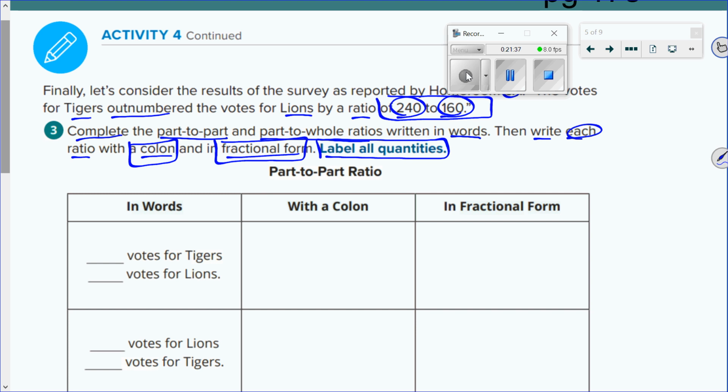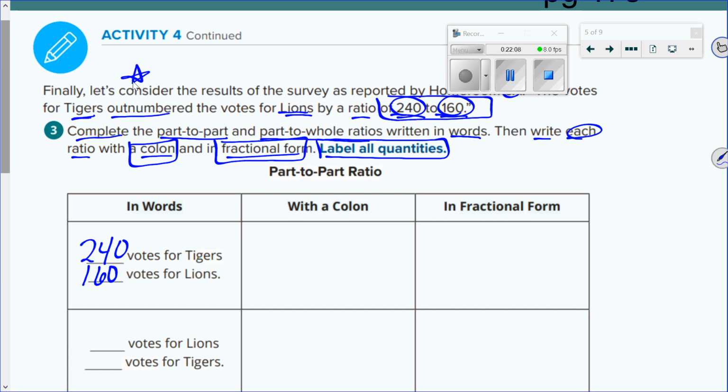Again, your order matters. That's why when we've written it in English up here, you have to pay attention to the order it was given. They specifically tell us, tigers outnumbered lions, ratio 240 to 160. So the ratio goes in that order. So tigers, the first one, goes with 240. So there's 240 votes for tigers. Lions is second, so the second number is lions, 160.